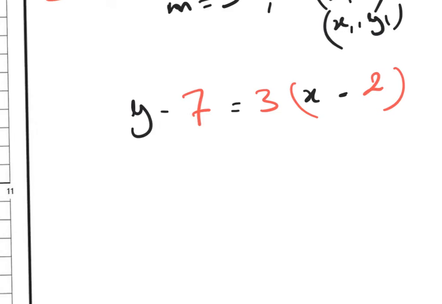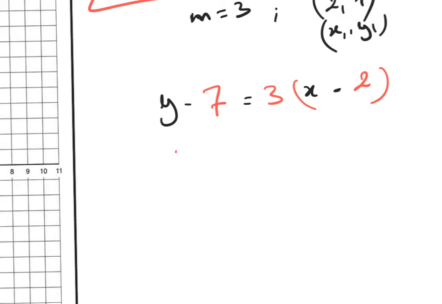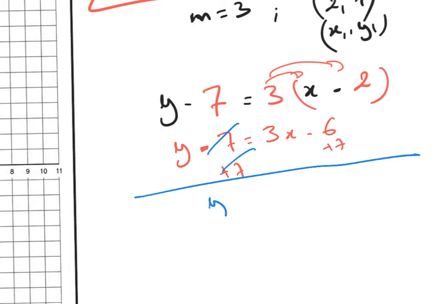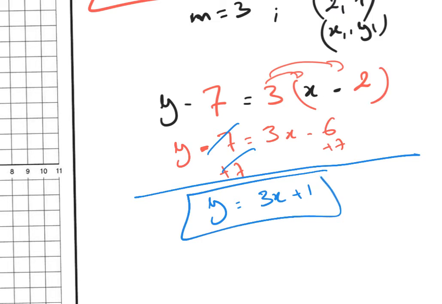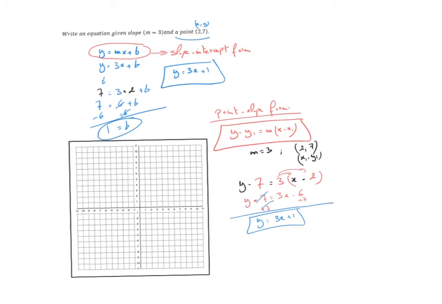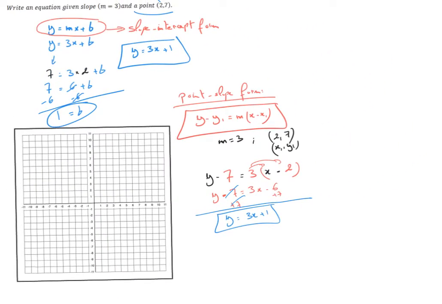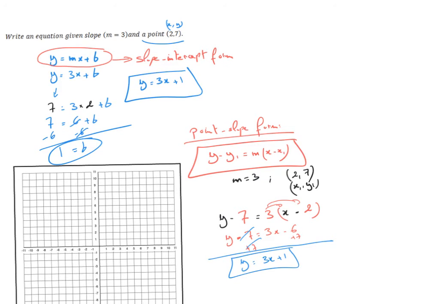And in this case, now we're just going to solve for y. So we have y minus 7 equals, we distribute 3 with x and 3 with -2, and we have 3x minus 6. Then we add 7 on both sides, and this is gone. So we have y equals 3x plus 1, and this is exactly the same equation as we got using the slope-intercept form. So again, there are two ways we can do this: slope-intercept form or point-slope form.